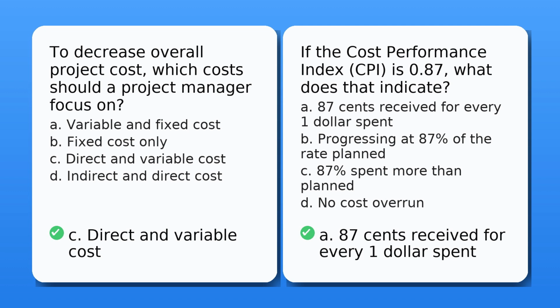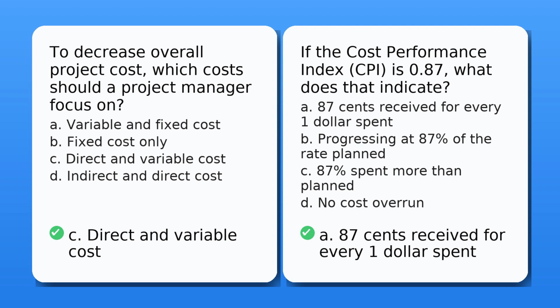Other choices do not fit here. 87% of the rate planned, that is your schedule performance, not CPI. 87% spent more than planned. CPI doesn't measure spending percentages, it measures efficiency. No cost overrun is another choice, which is also false. CPI less than 1 means a definite cost overrun.